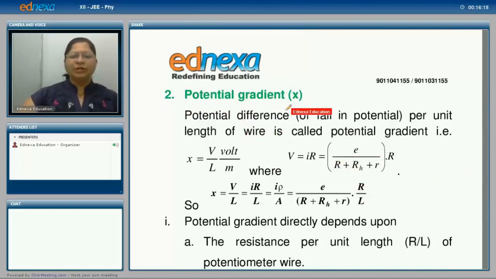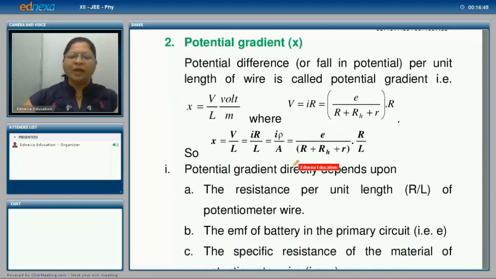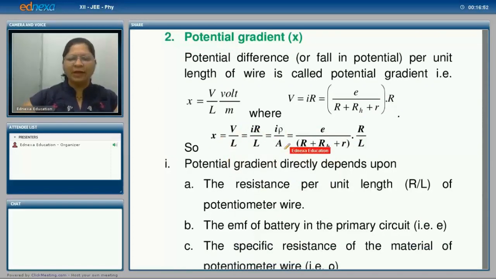Now, what do you mean by potential gradient? It is denoted as X, and it is defined as the potential difference or fall in potential per unit length of wire, X equal to V upon L. Now, V is equal to I into R, and you can write I as E upon (R plus RH plus R) into R, and therefore X is equal to V upon L, which is equal to I R upon L, or I rho upon A, or E upon (R plus RH plus R) into R upon L.